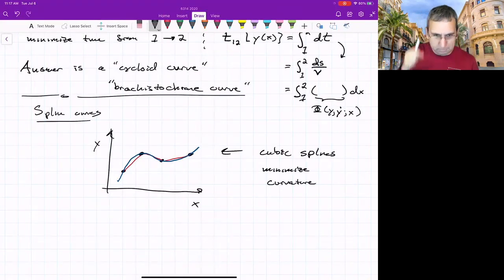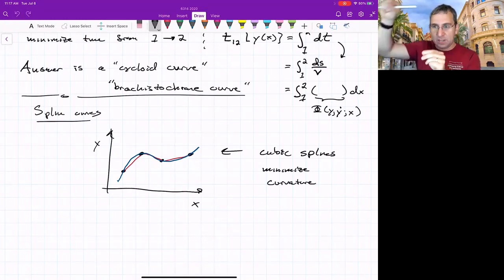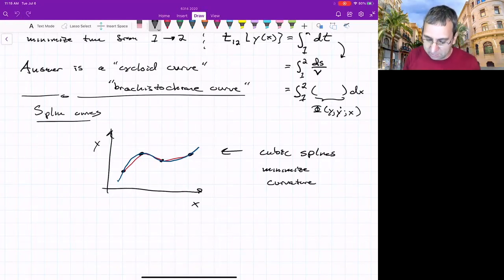And this would be a different type of problem because it's calculus of variations with constraints. You can't just have any curve. The curve has to pass through these particular points. And that's what's happening behind the scenes whenever you use spline in, say, MATLAB or something.